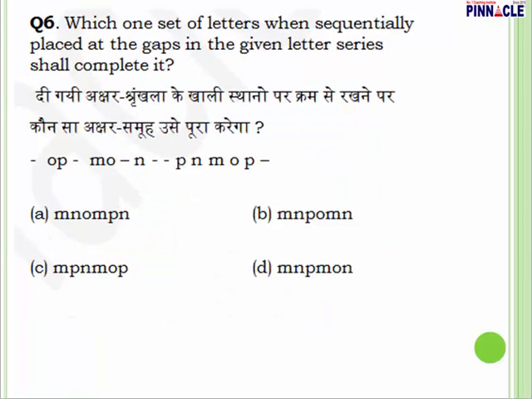We have to complete this alphabetical series. If we divide it in groups of 4, 1, 2, 3, 4. Here the first letter is M. Second is O, third is P. M, O, third must be P. First is M, O, P, N. M, O, P, N repeated. So this is the complete series, M, N, P, M, O, N. Option D is your right answer.